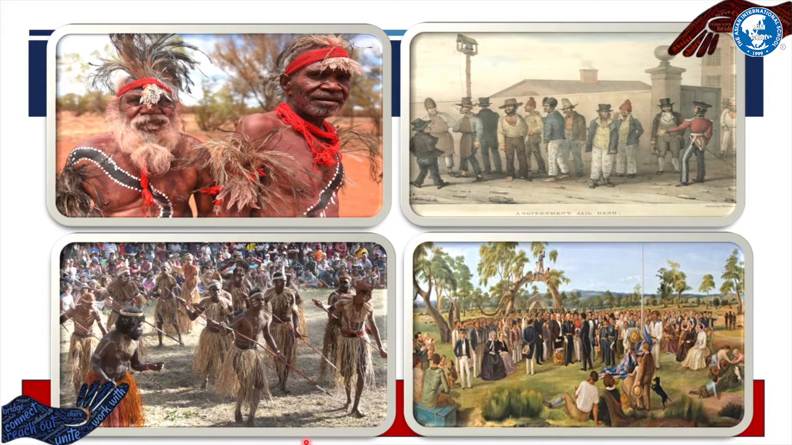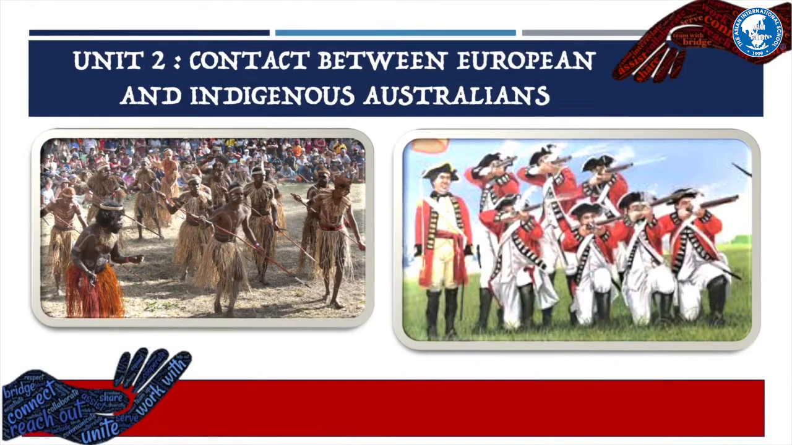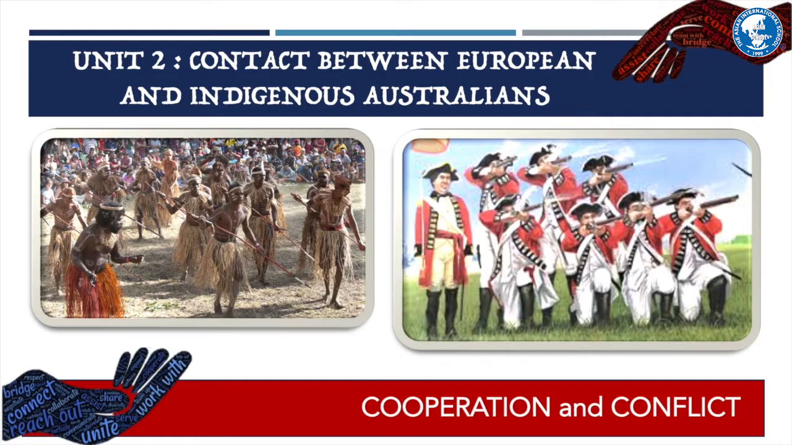Now, what do you think will happen if these two different cultures come into contact? So now our lesson is contact between European and Indigenous Australians. But in this lesson, we are going to focus on the positive side, which is evidence of cooperation and friendship between Europeans and the Aboriginals.